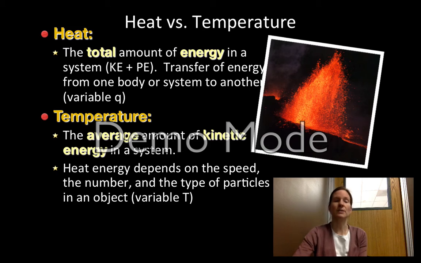But the main difference between temperature and heat is that temperature is that average kinetic energy, and it only has to do with the kinetic energy, where heat is a total, and it has potential as well as kinetic. So for temperature, we're just going to look at the motion, but for heat, it depends on how many particles are there, and their speeds, as well as their potential and their kinetic. So heat has more variables. The other thing is how we refer to it. Temperature in an equation is T, heat in an equation is Q.